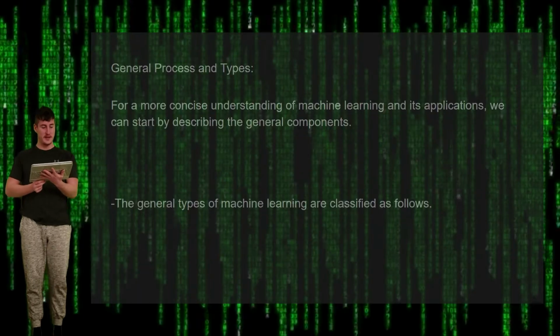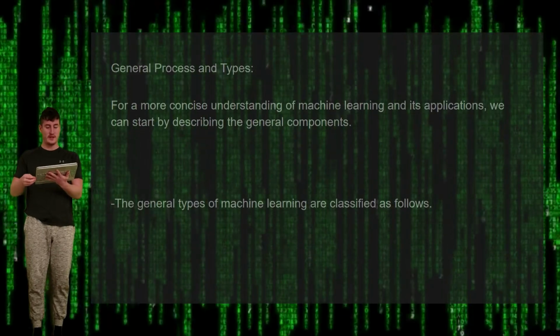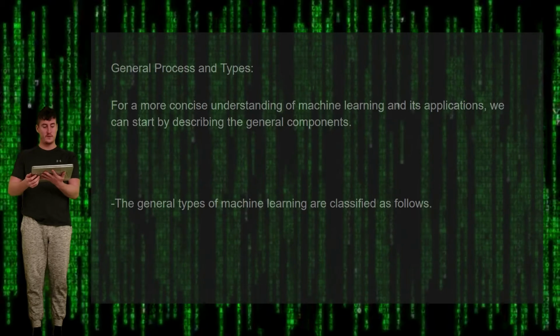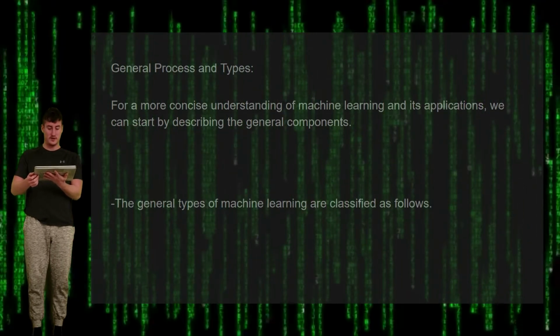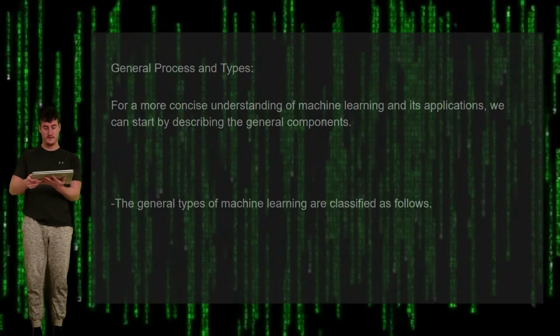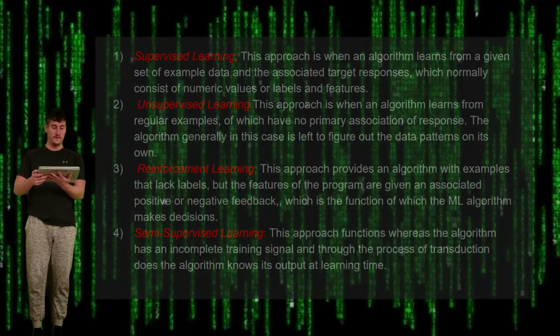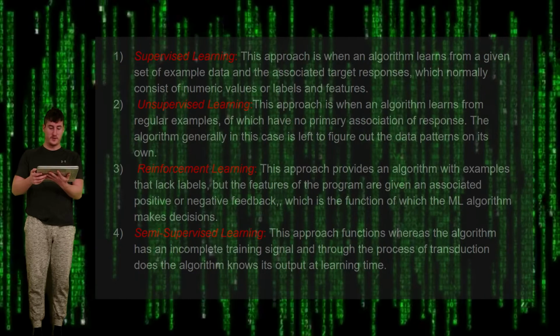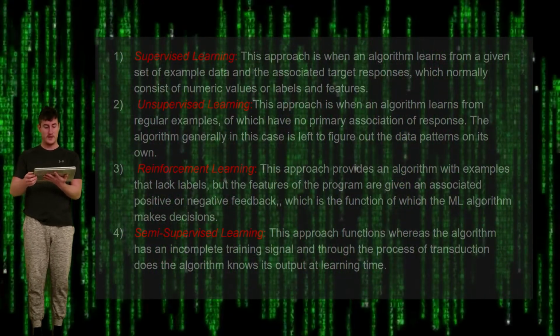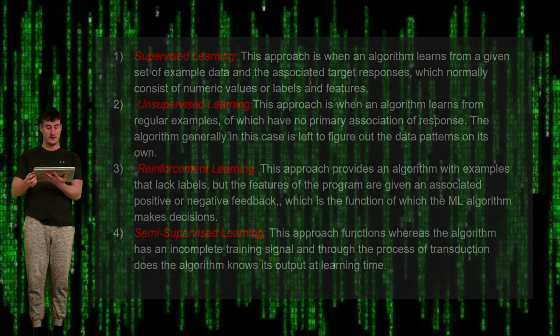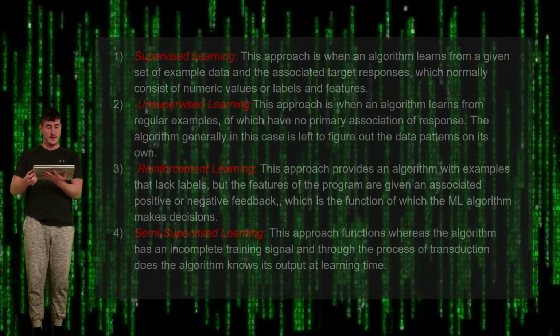General process and types. For a more concise understanding of machine learning and its applications, we can start by describing the general components. The general types of machine learning are classified as follows. Supervised learning. This approach is when an algorithm learns from a given set of example data and the associated target responses, which normally consist of numeric values or labels and features.